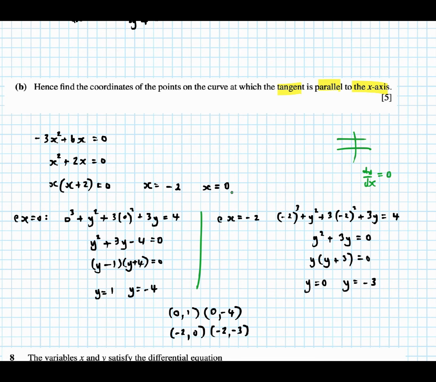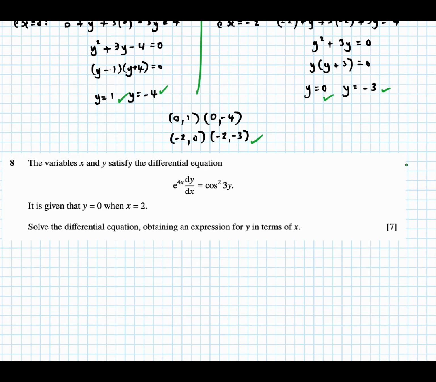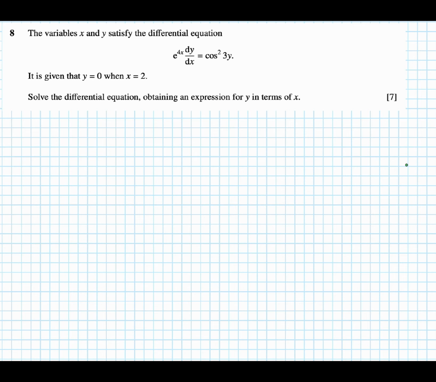Okay, so there's the values there in that order. On to question 8, we have a differential equation. Sometimes these will look a little bit scary, but they're okay. It's given that y is equal to 0 when x is equal to 2, so we'll need that in a moment. Expression for y in terms of x.